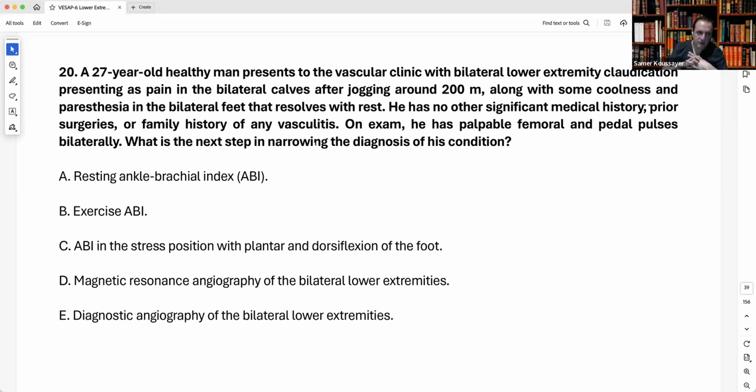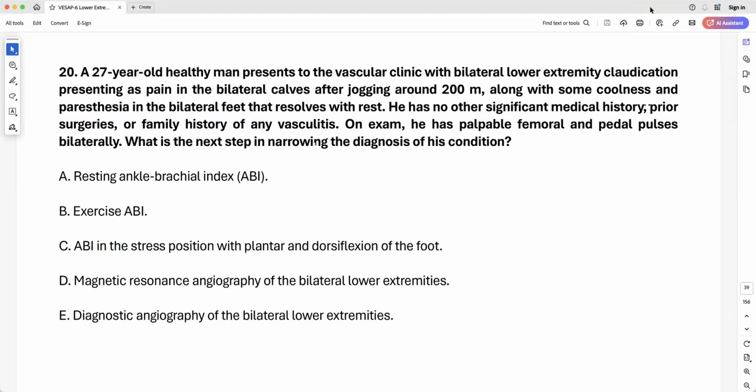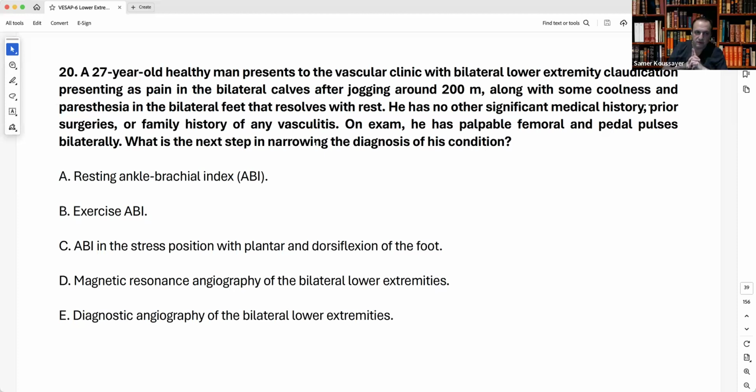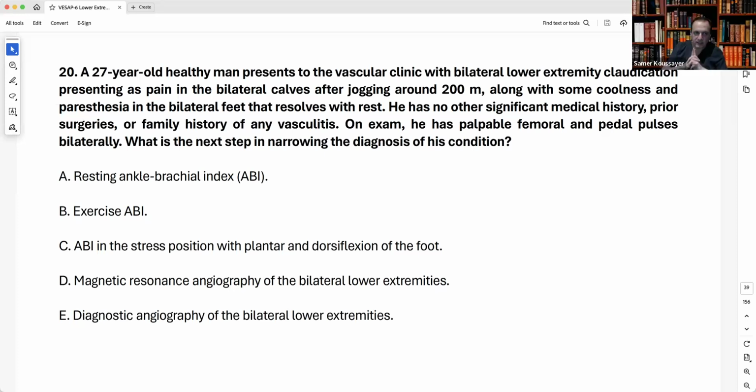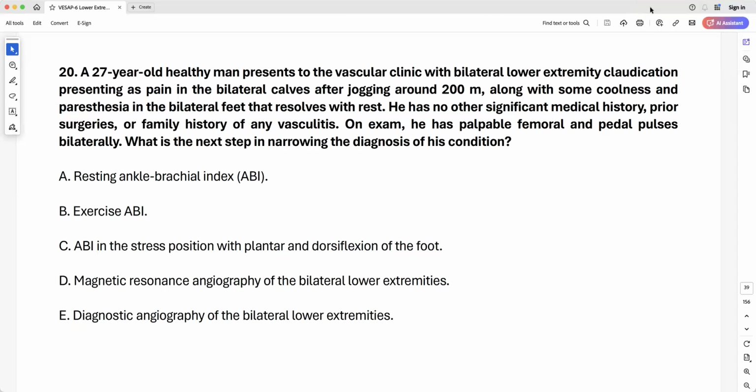So both are answers. So how do you decide? Then you go back to the question. What is the question? Which one can narrow the diagnosis of his condition? No, before. He has claudication. No. What's the question? What is the next step? Next step. Okay.